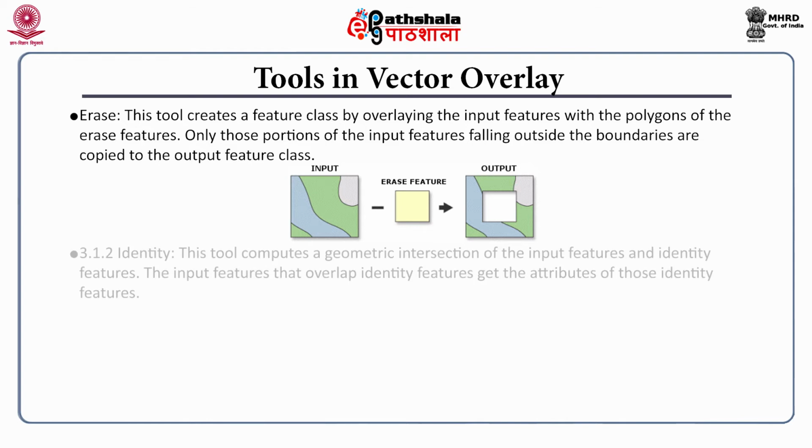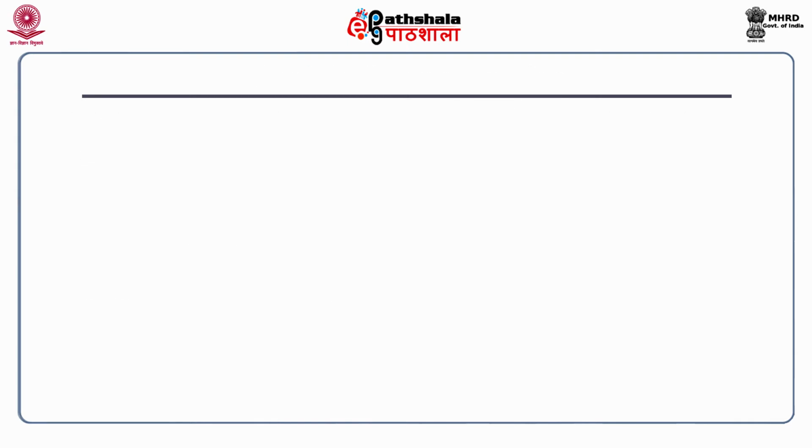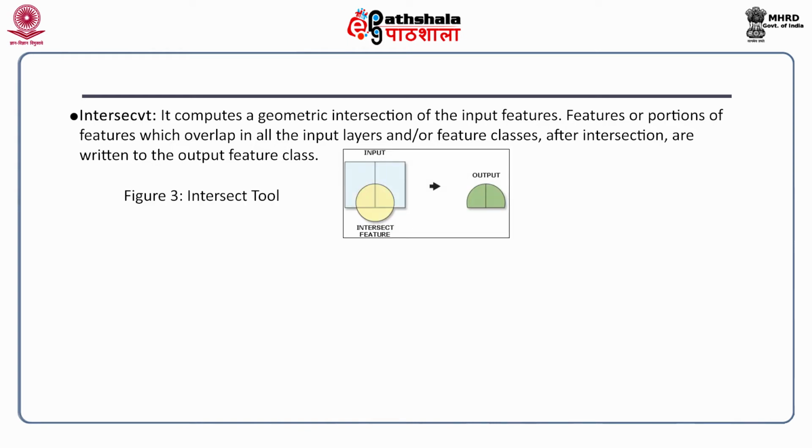The next tool is identity tool. This tool computes the geometric intersection of the input features and identity features. The input features that overlap identity features get the attributes of those identity features. The third tool is the intersect tool. It computes a geometric intersection of the input features. Features or portions of features which overlap in all the input layers and all the feature classes after intersection are written to the output feature class. This is visible in figure 3, which shows the function of intersect tool.